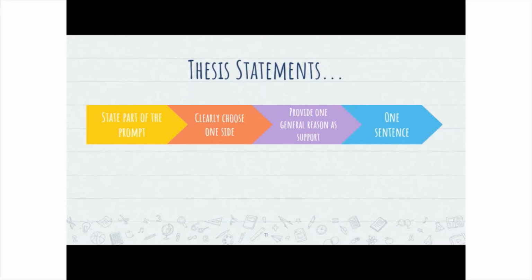Number 3, you need to provide one general reason as support. Okay. So this one's really, really important. This one gets you from a failing thesis statement to a passing thesis statement really quickly. So go ahead and put a star next to it, underline it, highlight it. And I'm going to explain a little bit more detail about general reasons. So ways you can use this, and you can see the examples underneath the notes.